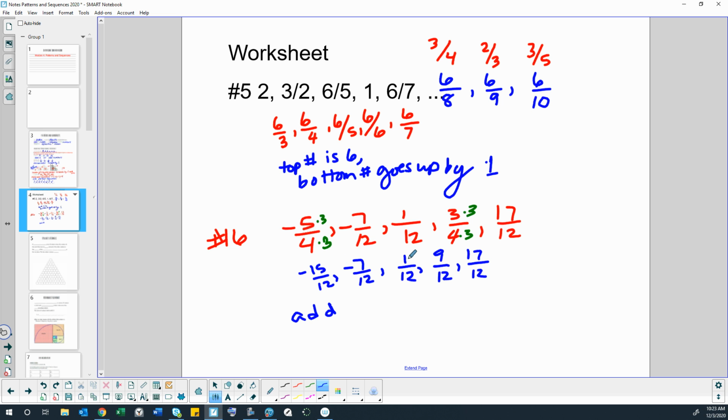So it's adding 8s, right? But really in the overall problem it's adding 8/12. Or 8/12 reduces to, let's see, they both divide by 4, so 2/3. Add 2/3 to get the next number. How did I get the 2/3? I reduced the 8/12.